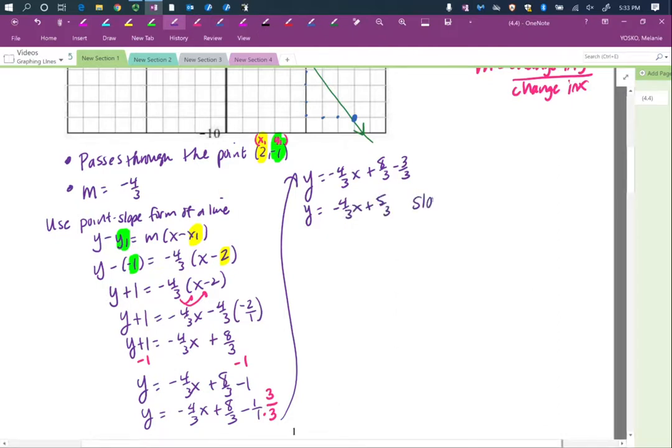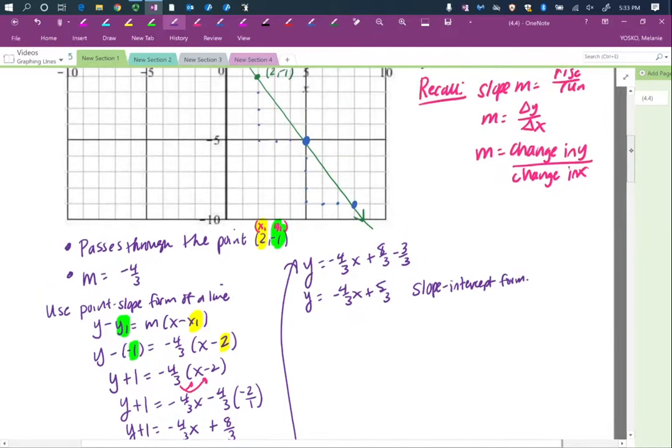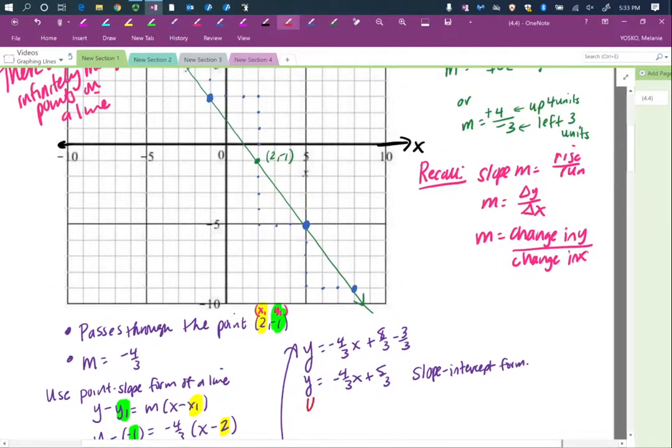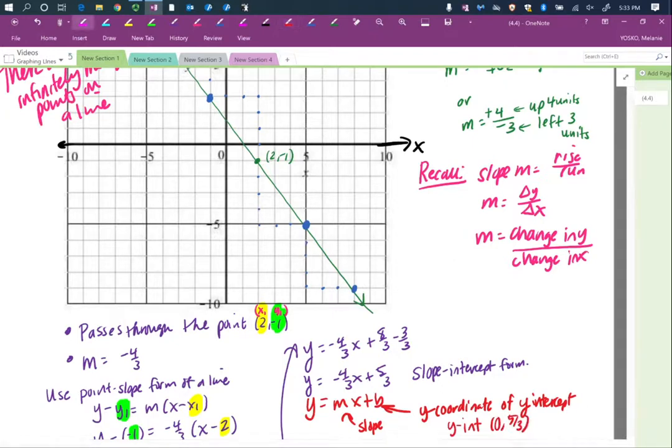So this form is called slope-intercept form. Let's look at the graph. If this is in slope-intercept form, remember, it is y equals mx plus b. The m is the slope, and b is the y-coordinate of the y-intercept. So the y-intercept is (0, 5/3) for this example. So look at our graph. 5/3 is close to 6/3, and 6/3 is 2. So 3/3 is 1, so this is like 1 and 2/3. If you look at my graph, it's off a little bit, but it seems reasonable if this intercept would be (0, 5/3). Okay, so that's one way of writing the equation of the line.